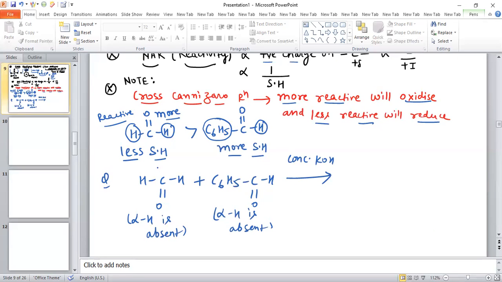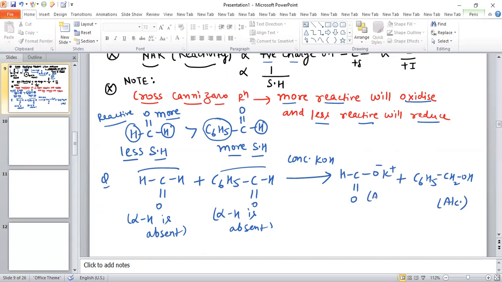So the more reactive aldehyde will oxidize, and the less reactive will reduce. This is C6H5CHO, the less reactive one, which will reduce into alcohol. So this is alcohol, and this is salt of carboxylic acid. So this is basically the product obtained after cross Cannizzaro.